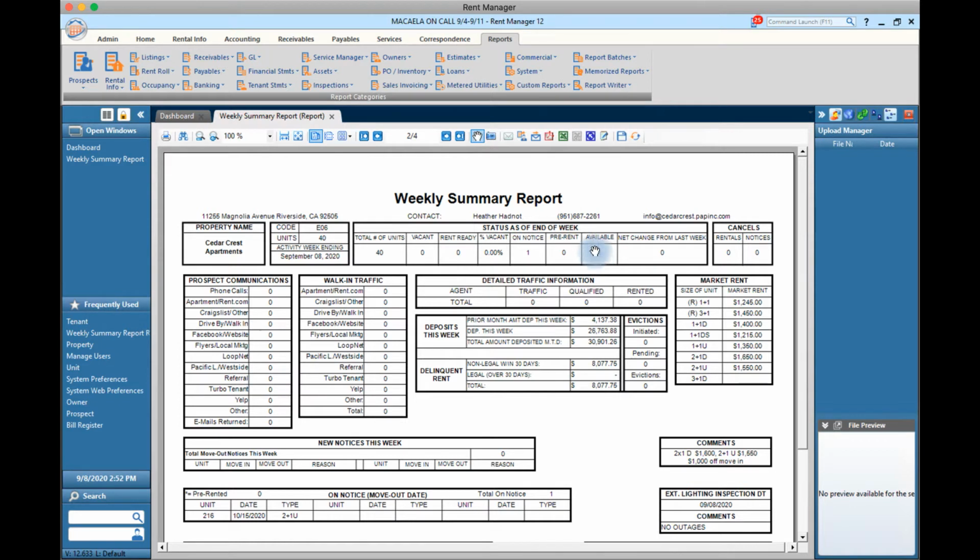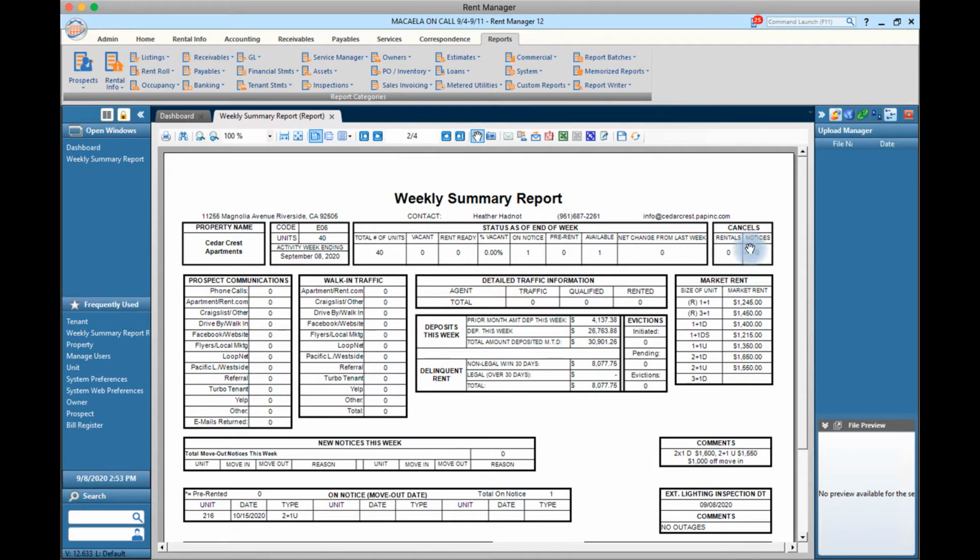How availability calculates is it's always the number of vacant units, plus the number of units on notice, minus the pre-rentals. So if we were to have, say, one vacant and one on notice, we would have 2 availabilities. But if one of the units was pre-rented, so if this was a 1 right here, it would read 1 plus 1 minus 1. So we would have 1 available.